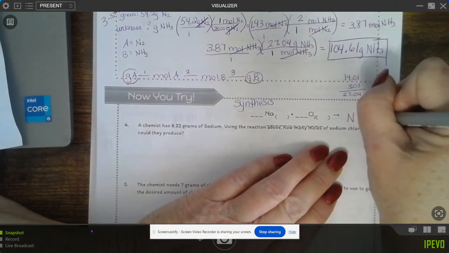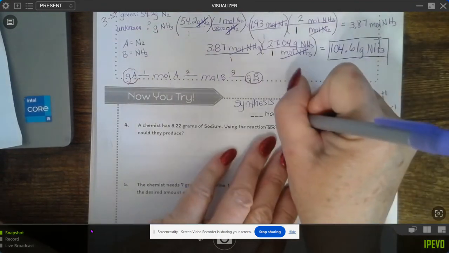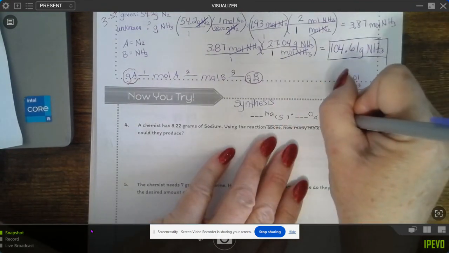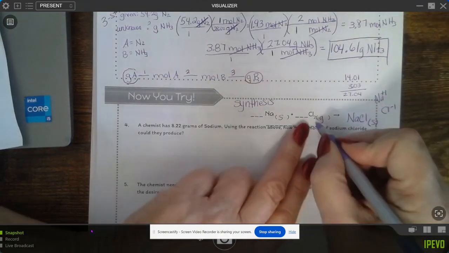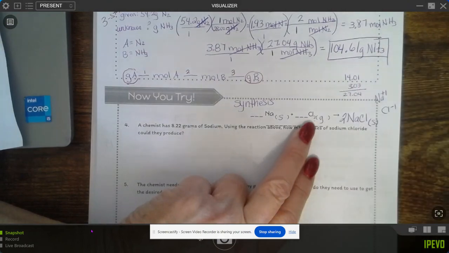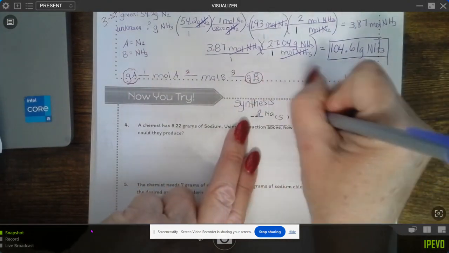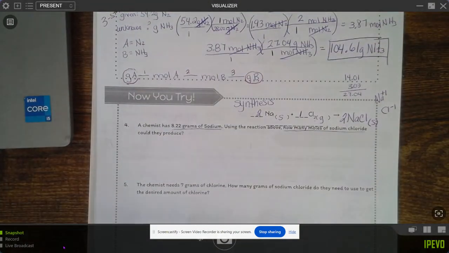So this is just NaCl. That's a solid. Remember, sodium is a solid because it's a metal. Chlorine is a gas. Now we have to balance. Since we've got two Cl2s here, I need a 2 here, and then I need a 2 here and a 1 here. All right, so we've balanced our equation.